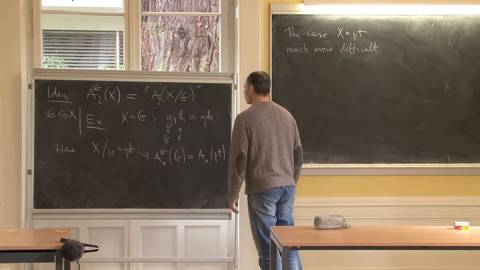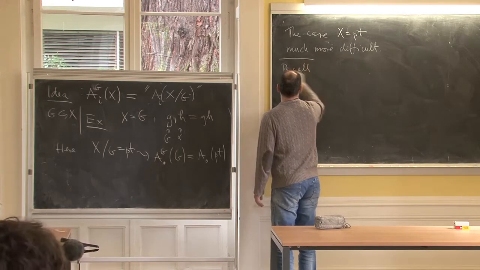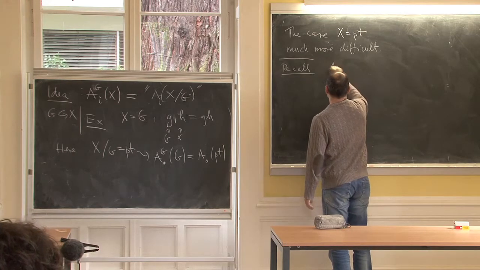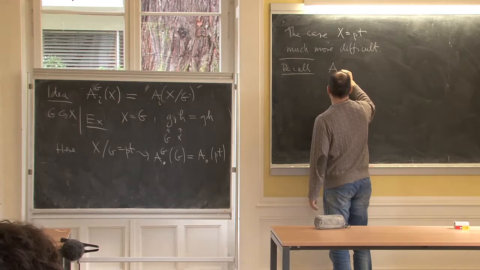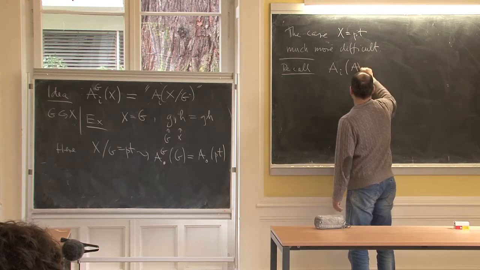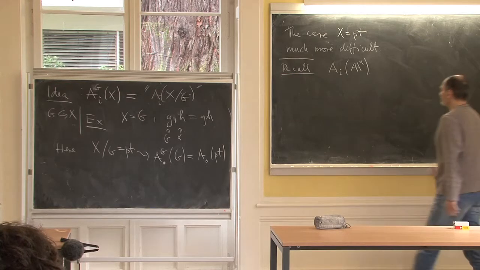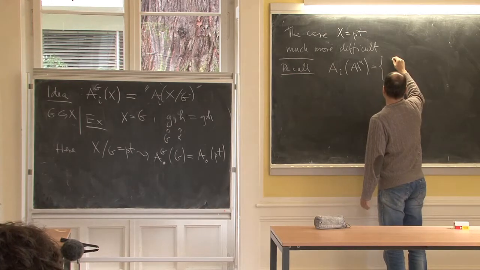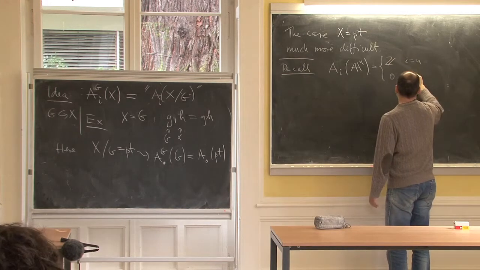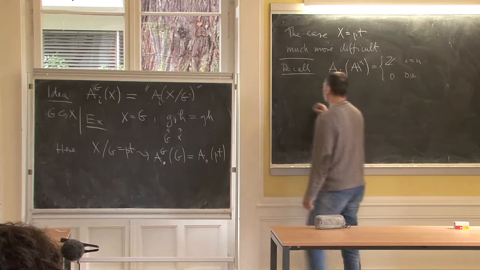So I just want to remind you of one thing. If you take the Chow groups of, say, A^I of A^N, so sorry, this is C^N, it's the same thing, right? And then these were just Z if I equals N and 0 otherwise, right? So this is true.